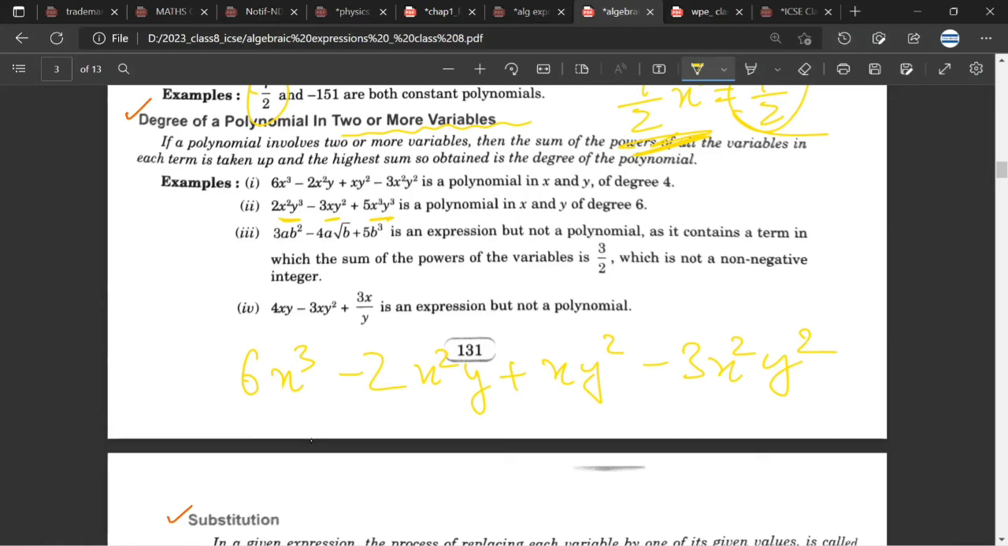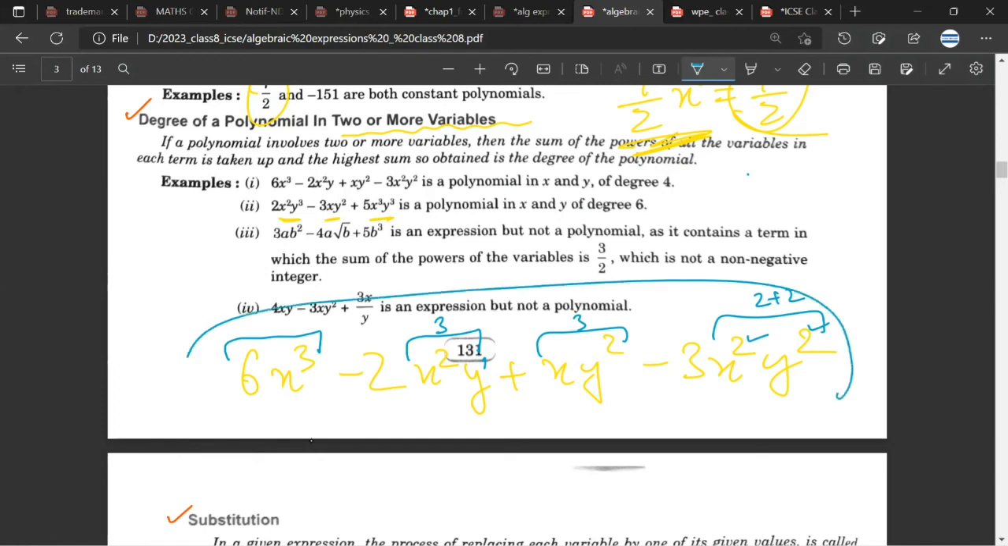But now, what you need to understand is, and because you haven't done indices, you might face some difficulty. The highest power is 3. Here, the highest power is 2 plus 1, 3. The highest power is 3. The highest power is 2 plus 2. So the highest power or exponent of a term in this polynomial is 4. So that is why the degree of the whole polynomial would be equal to 4. Degree of a polynomial in 2 or more variables is a confusing topic, so don't worry much.